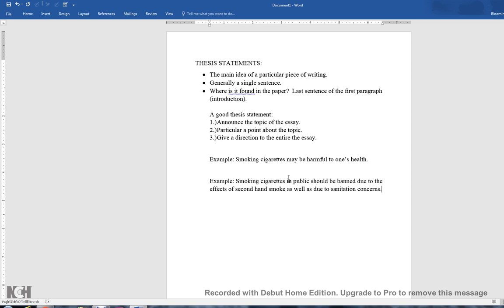And does it give direction to the essay? Again, we get a check mark because we know the writer's going to discuss in the body of the essay the effects of secondhand smoke and sanitation concerns. So we're in pretty good shape there, I think. Let's look at another example.